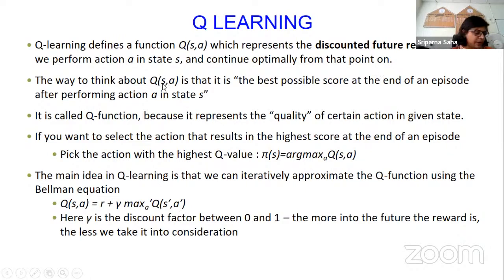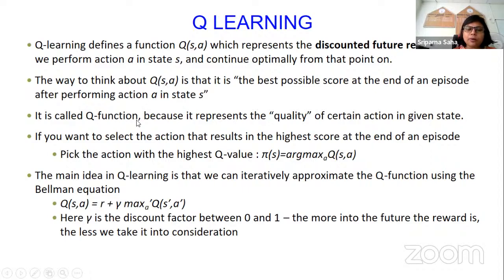So basically given a particular state S, we take an action A, and then Q indicates the cumulative reward. The way to think about Q(S,A) is that it is the best possible score at the end of an episode after performing action A in state S. So basically it is an evaluation measure, very much similar to accuracy or the F measure. This Q function is an evaluation measure of how good the action A is given the state S.